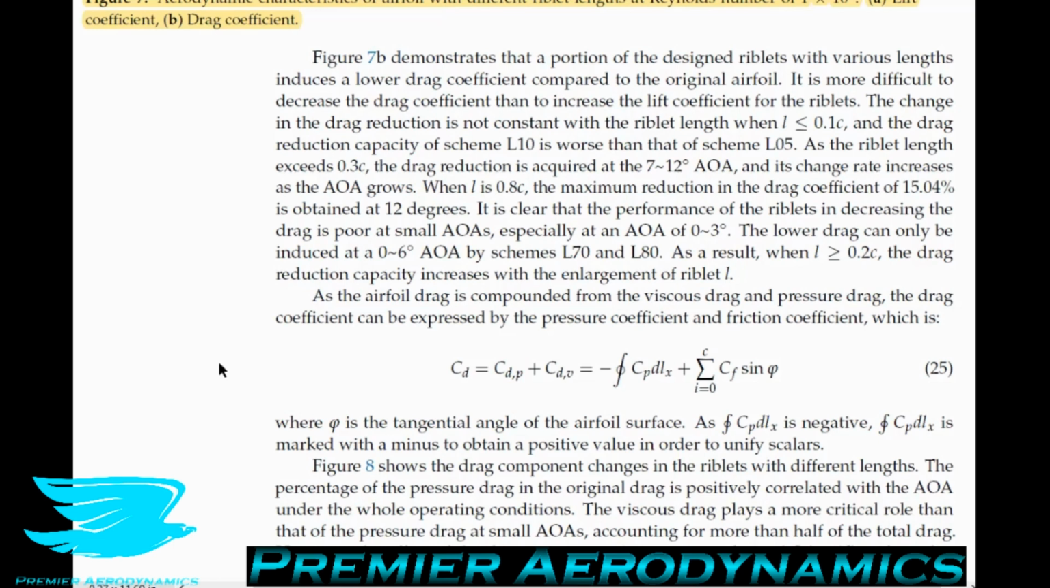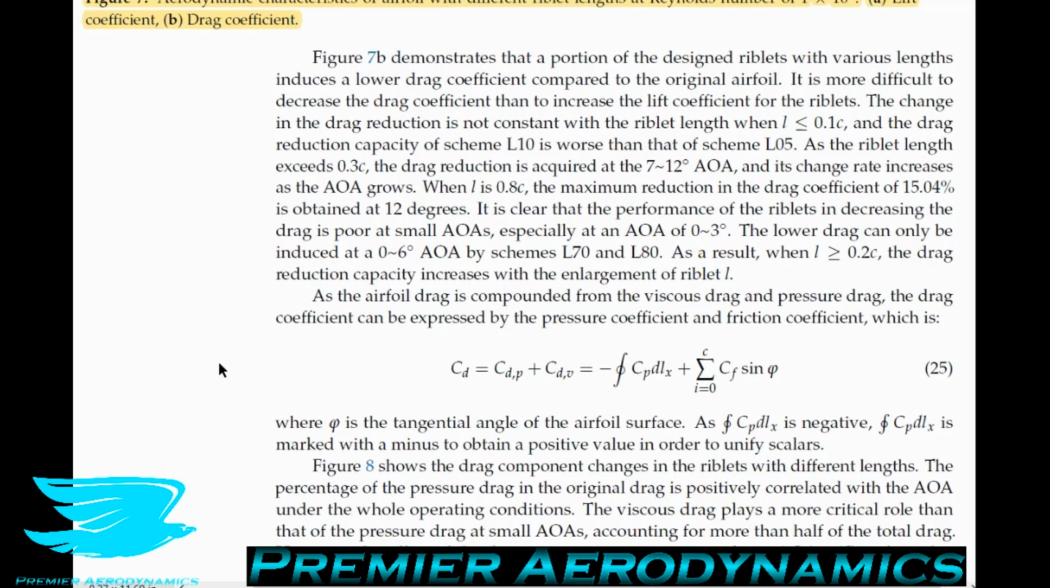So that's creating some sort of drag. Now, at low angles of attack, for any airfoil in any configuration where the flow is well attached, the viscous drag or the friction drag makes up the majority of the total drag. The pressure drag makes up the minority of it.